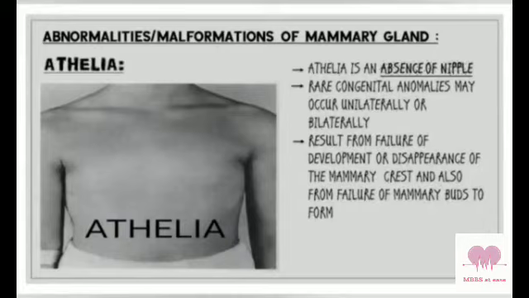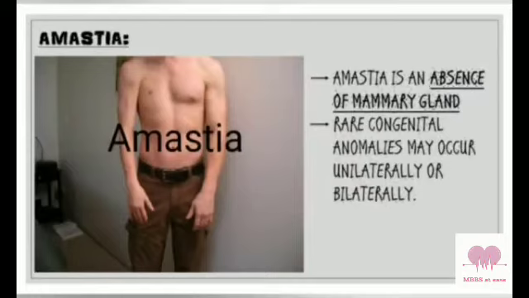Athelia. Athelia is an absence of nipple, a rare congenital anomaly which may occur unilaterally or bilaterally. It results from the failure of development or disappearance of the mammary crest and also from the failure of the mammary bud. Amastia is an absence of mammary gland. It is a rare congenital anomaly which may occur unilaterally or bilaterally.